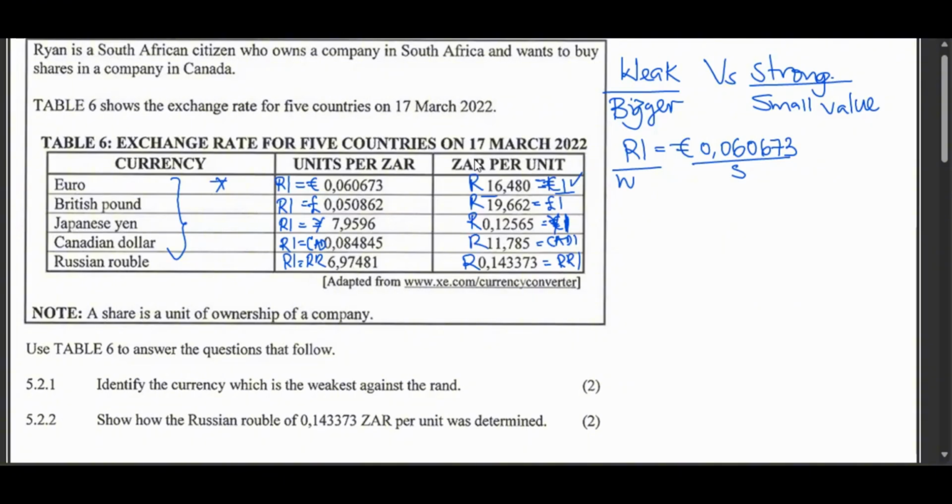You have that much. That means the weakest is going to be the Japanese yen, because for only 1 Japanese yen, someone gets 0.12565. Look at that. So this one is big, so it becomes weak. This one is small, it becomes strong. So the answer here was supposed to be the Japanese yen.